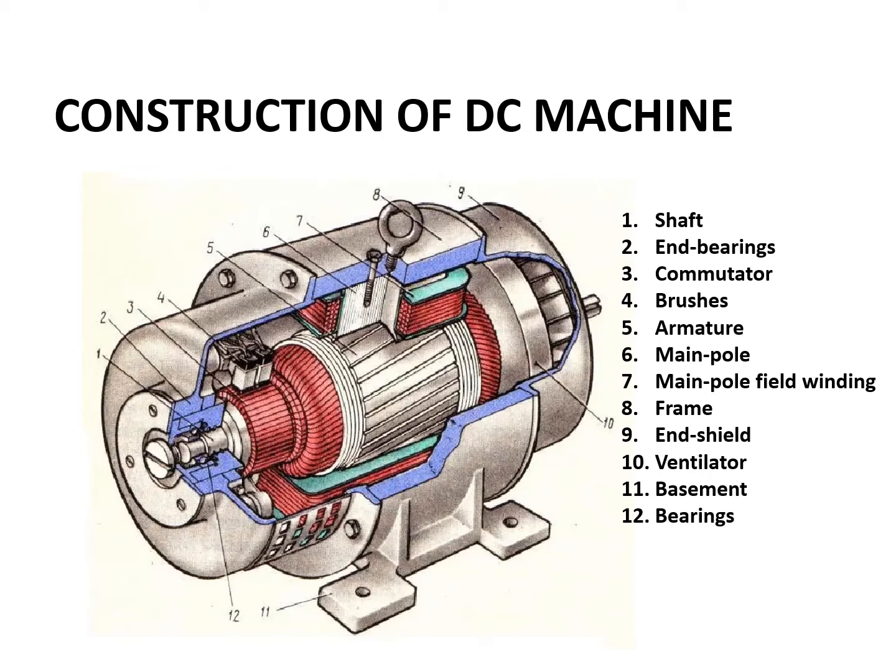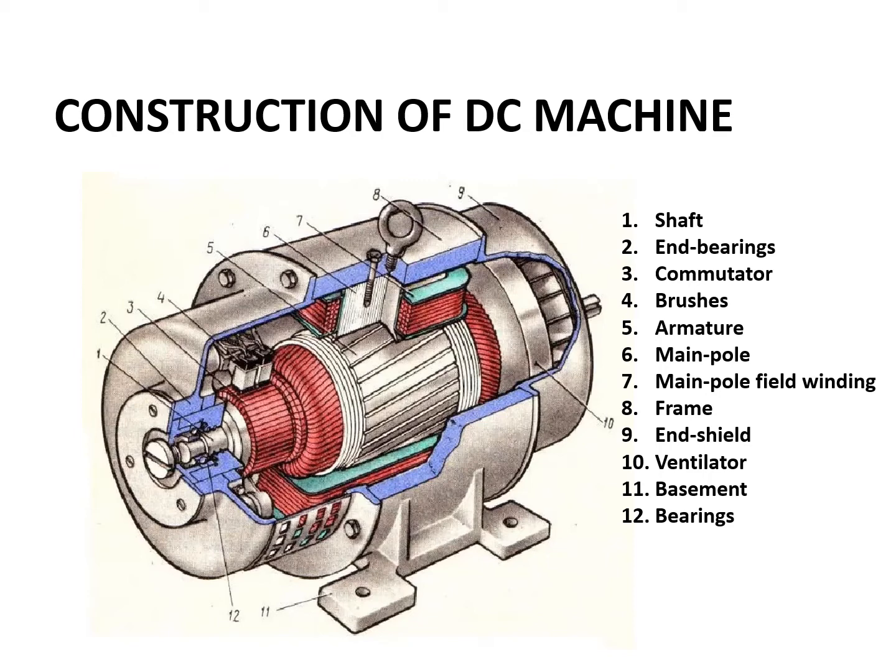With very clear view, 7-1 is the main pole field winding. Main pole field windings are wound around the main pole, and whenever the field current flows through the field winding, only then the main pole will produce the flux inside the machine.